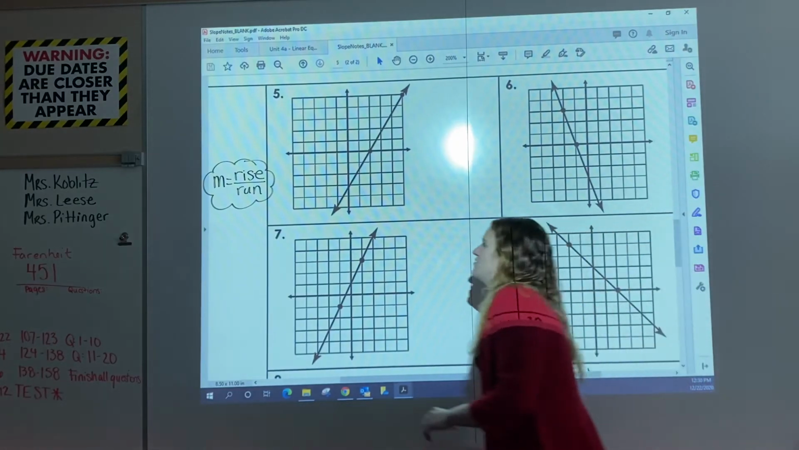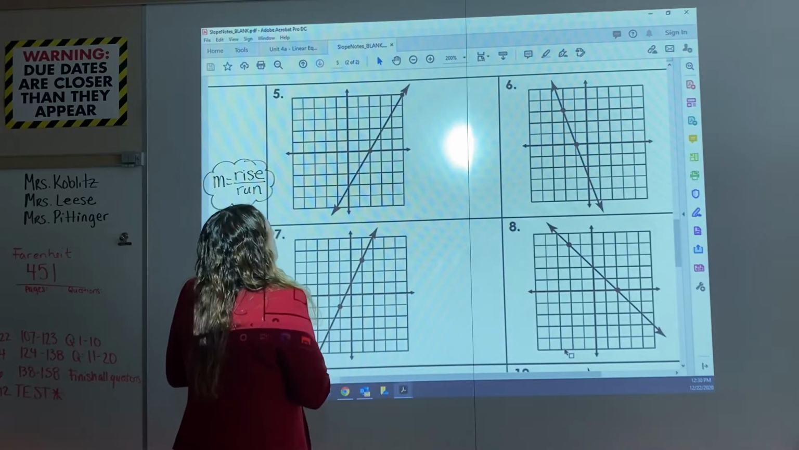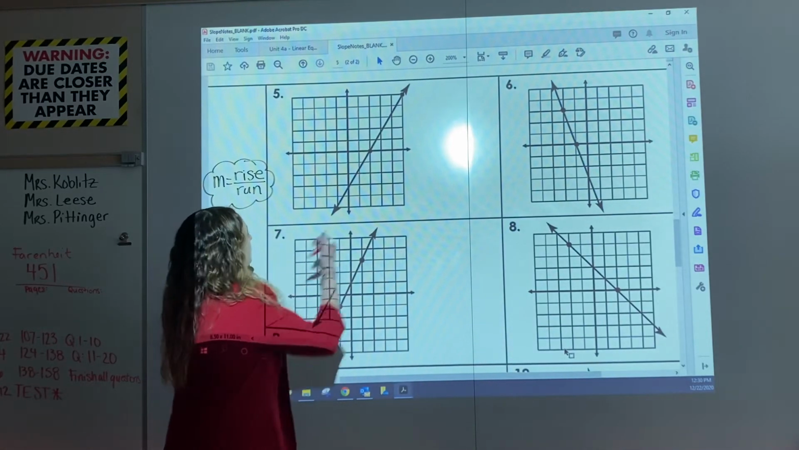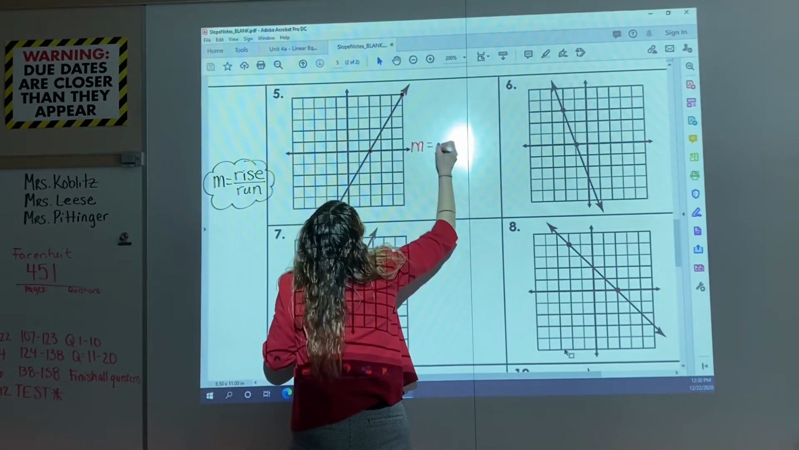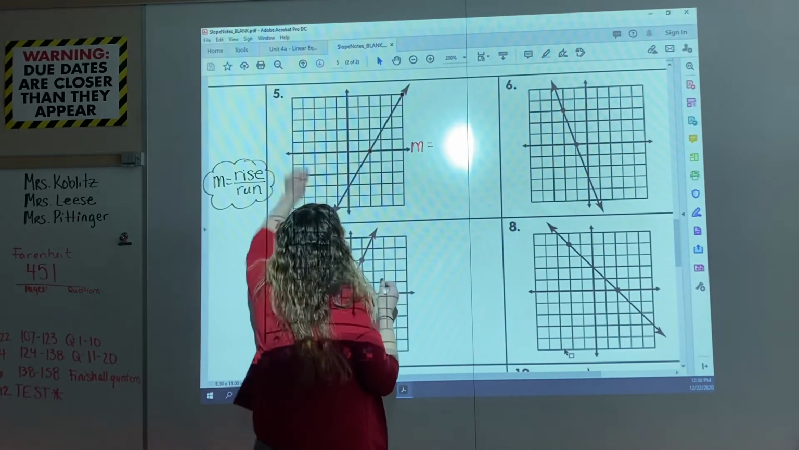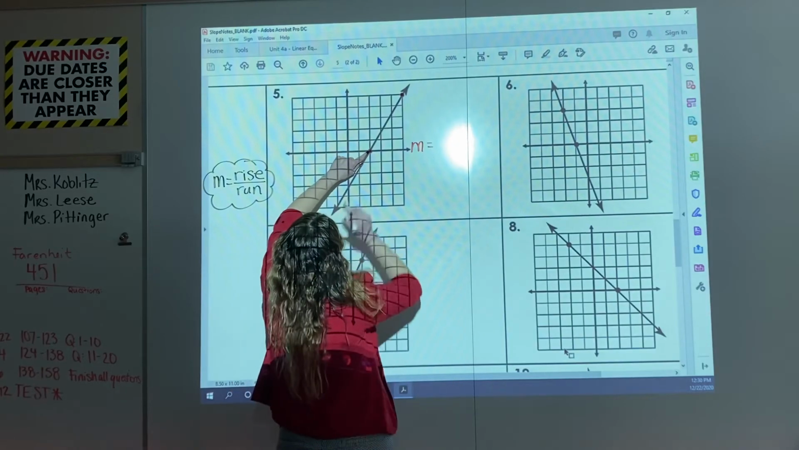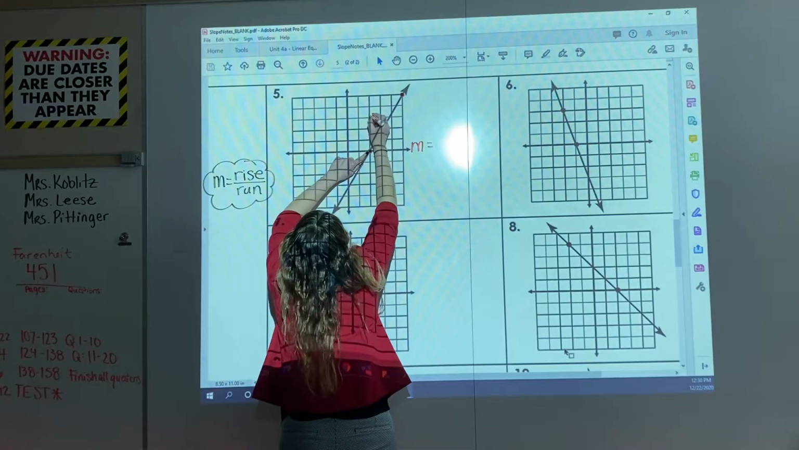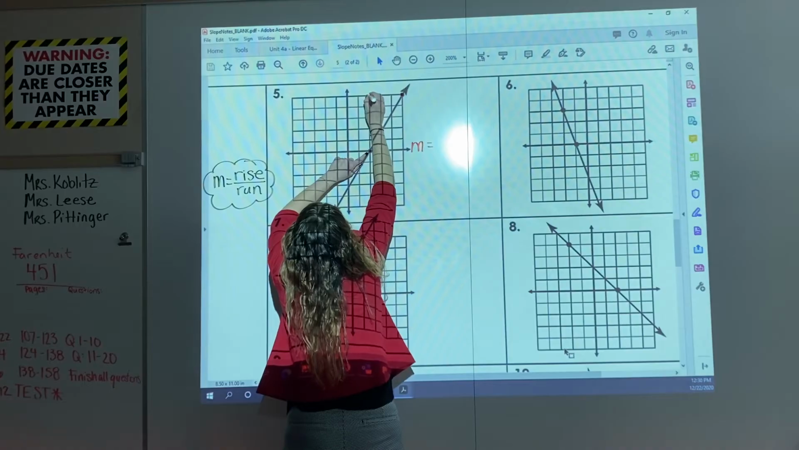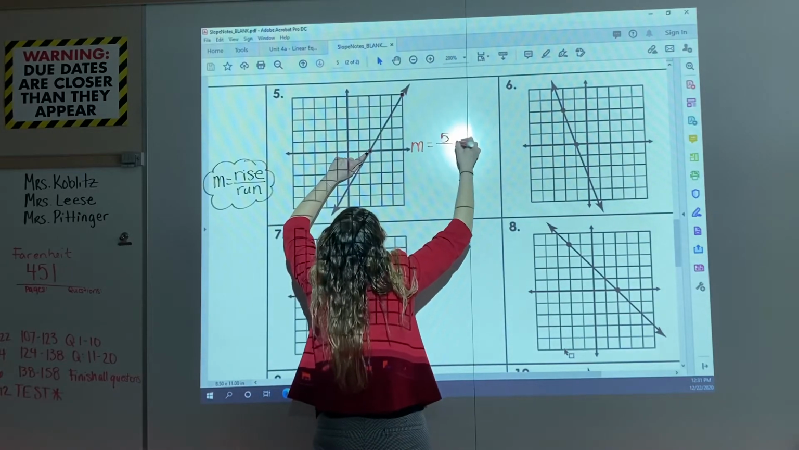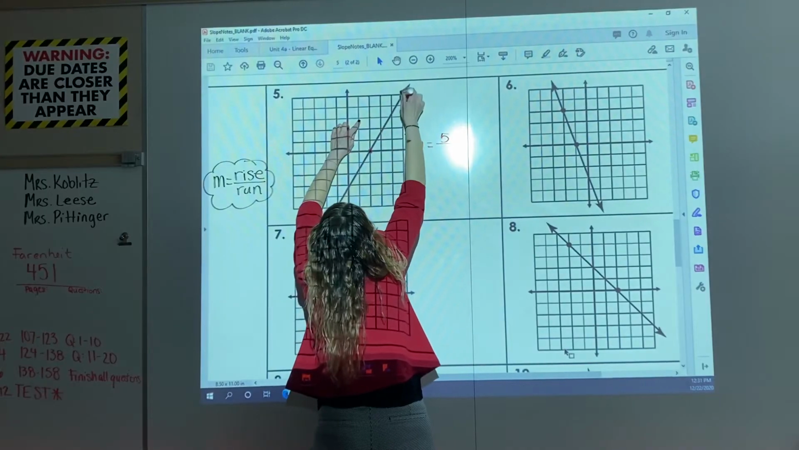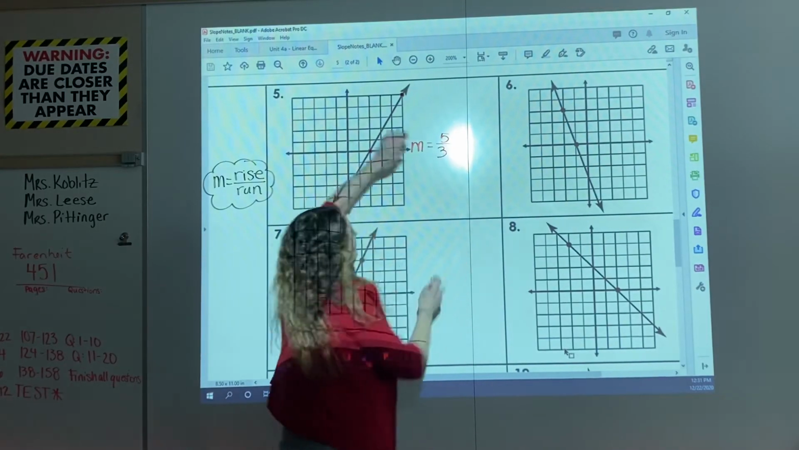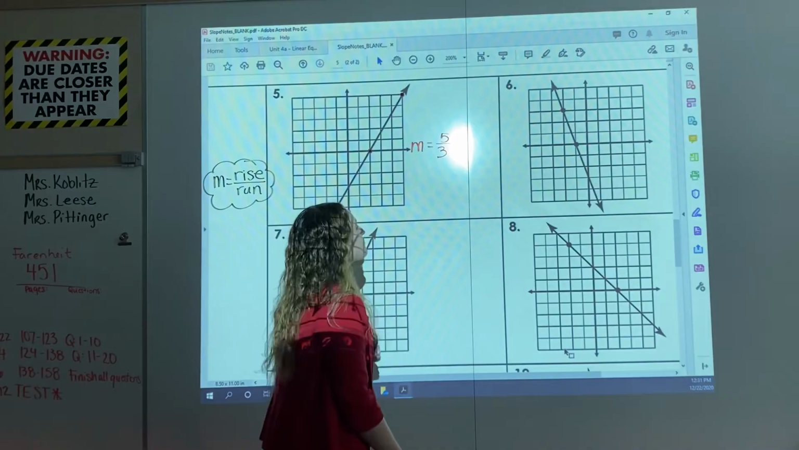All right, so number 5. We are going to find our 2 points. Then we're going to count our rise over our run. So rise first. I need to go up 1, 2, 3, 4, 5. I went up a positive 5. And then from there, I need to go to the right. 1, 2, 3. This does not simplify, so I'm done.